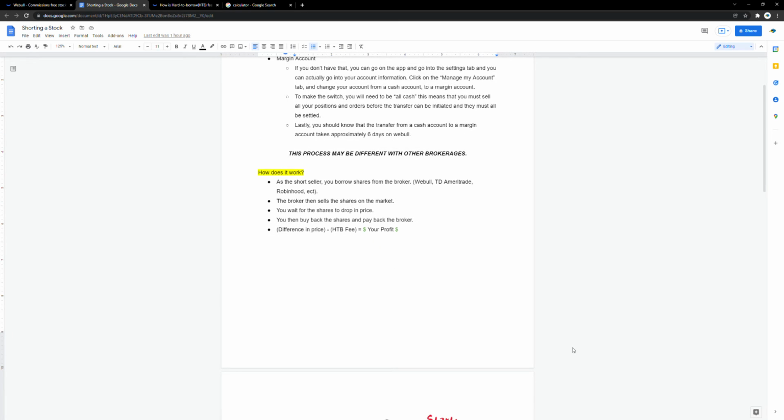So how does it work? If you're unsure of how to short a stock, you as the short seller are essentially borrowing shares from a broker. So you're borrowing shares from Webull, let's say. Also TD Ameritrade, Robinhood, etc. Whatever you're trading on, you're pretty much borrowing from the broker. The broker is going to sell the shares on the market, however many you want. Today I did 10. Then you're going to wait for that share price to drop. Then you're going to buy back those shares and pay back the broker. That difference in the price minus the fee is going to be your profit.